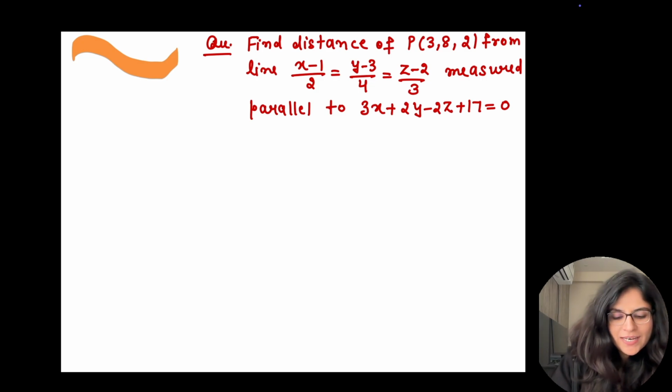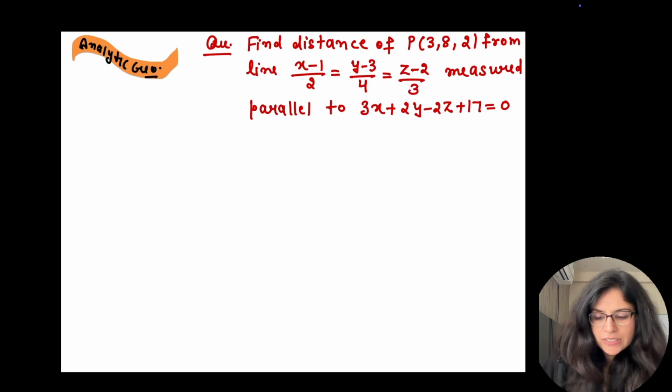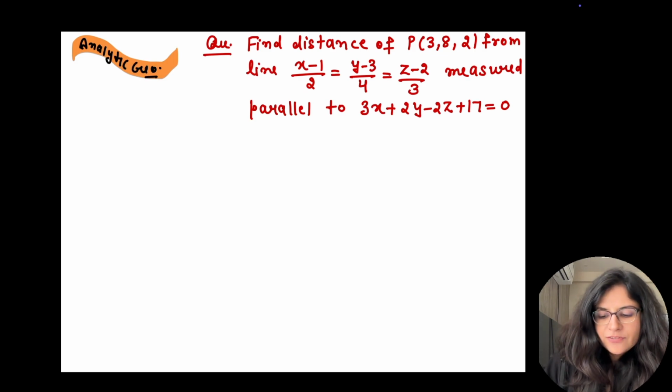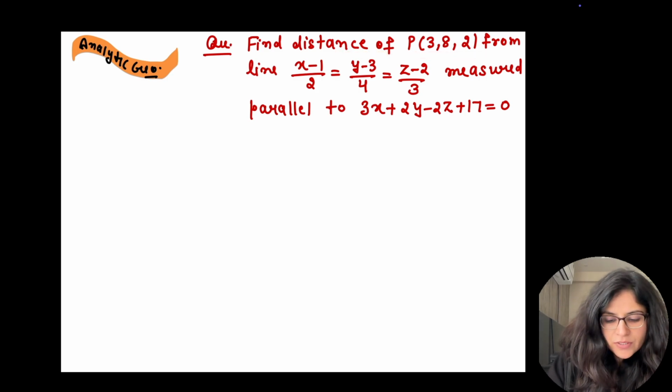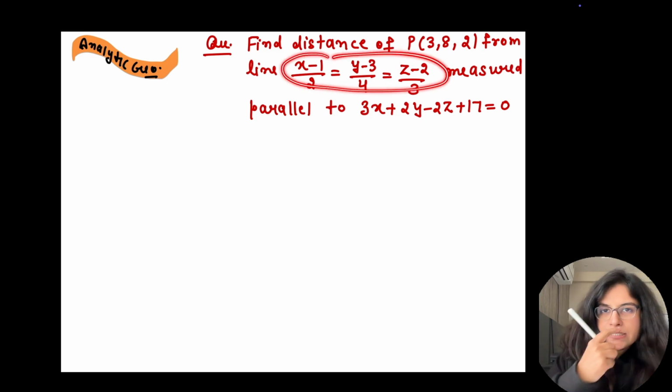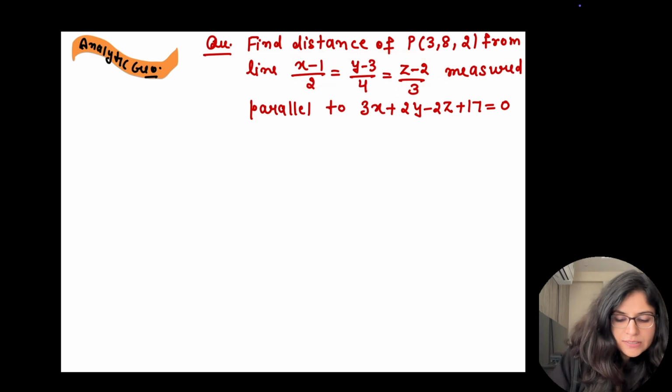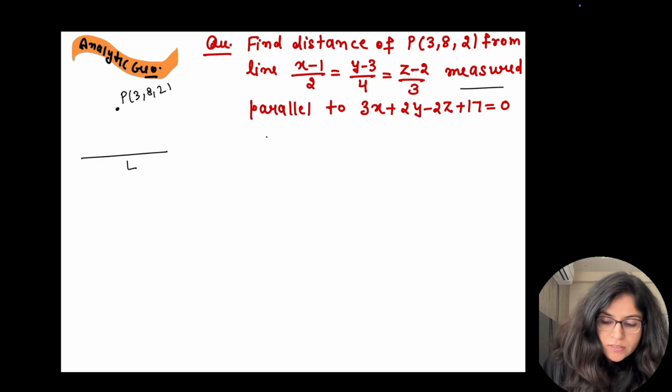Again, this is from analytic geometry. Today we will be taking questions from analytic geometry only, like paper 1 and section A. The question says that find the distance of this point. There is a point given to us. You have to find its distance from this line. Point की distance line से पता करनी है. Let's suppose that point is P (3, 8, 2). Measured parallel to the plane.